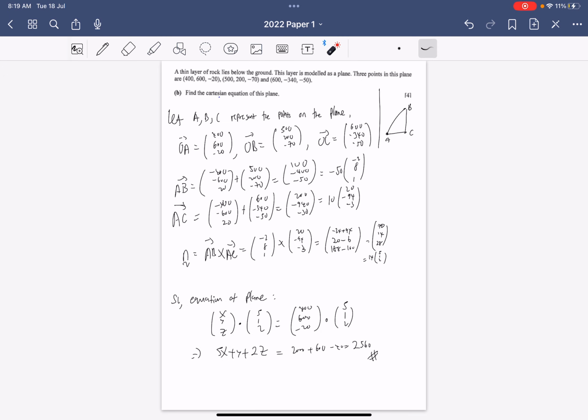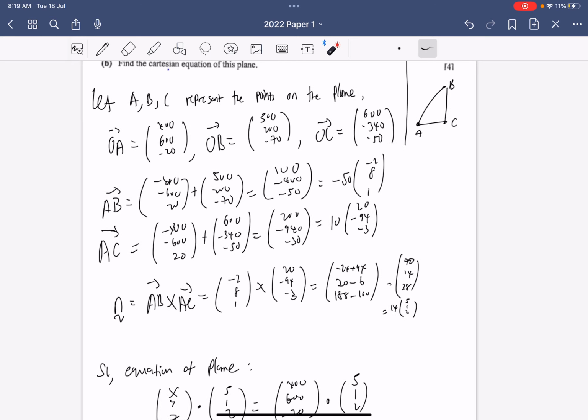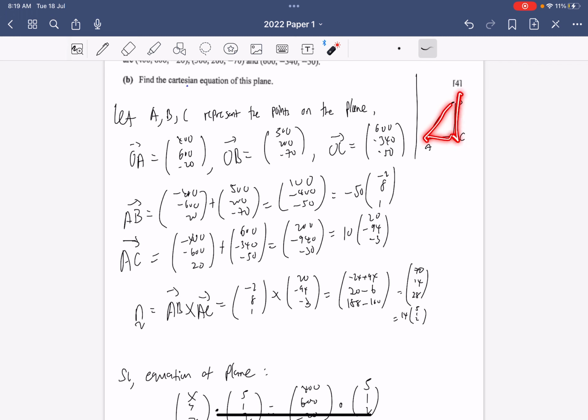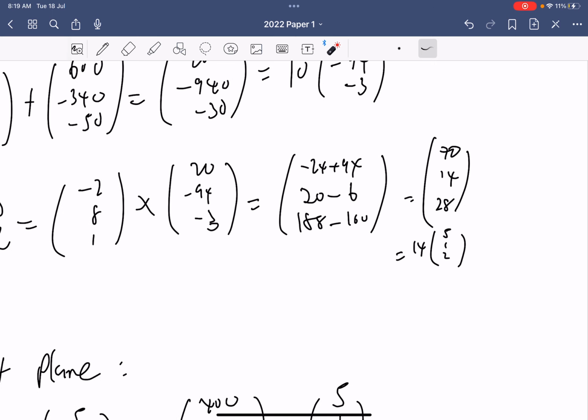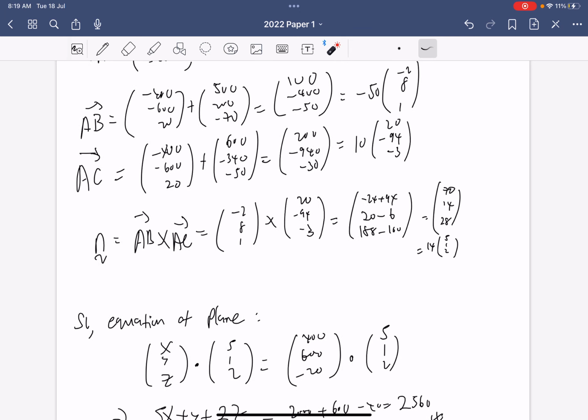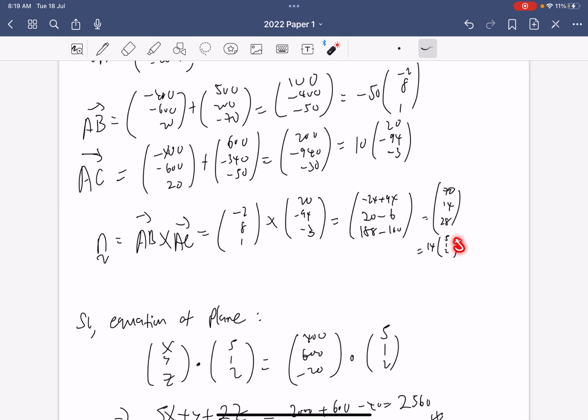As for part b, now they tell you that these 3 points are in the plane, so you just draw it like that. So with vectors, a very important thing is you must draw it out, so it helps you visualize the scenario better. So you've got A, B, and C here. So you just let OA, OB, and OC represent the points in the plane. You want to find the plane equation, so you want to find, like, maybe these two vectors, then find the normal. So you find AB and you find AC, you find the normal, and you can actually take out the scalar, so you get 14 times (5, 1, 2).